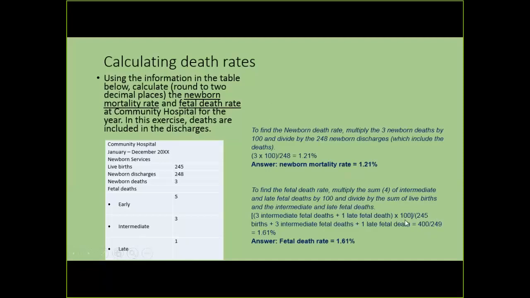And then you're going to go into the live births. So how many live births did we have? 245. And then add those that could have been born alive, but they didn't. So the 3 plus 1, because again, it's actual versus potential. The actual was 4. The potential is the 245 that were born alive, luckily, plus the 3 and plus the 1 that were fetal deaths. Okay, so this would give us 400 divided by 249, and it's 1.61%.